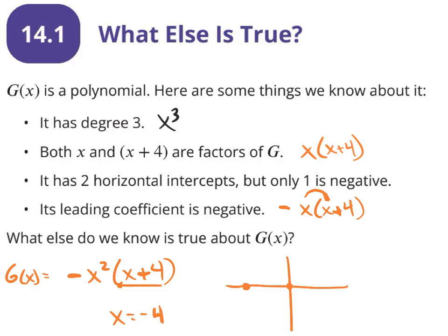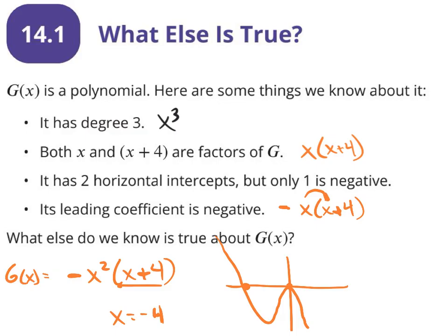Negative x cubed starts high and comes low. So it goes through the x-axis. It has multiplicity at x squared, so it comes down. Multiplicity means it doubles back, and it should look something like that.